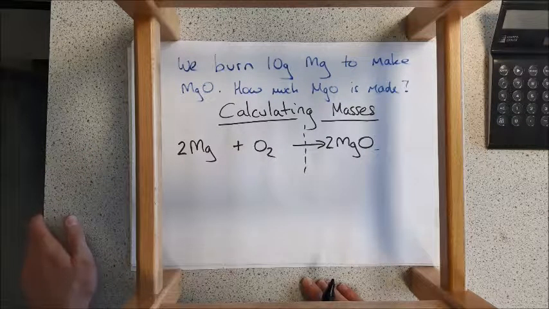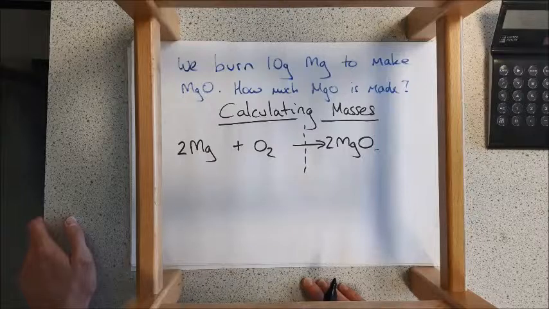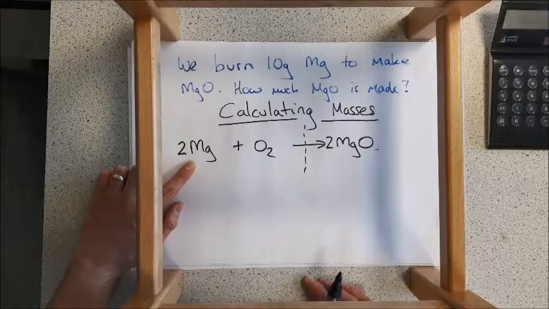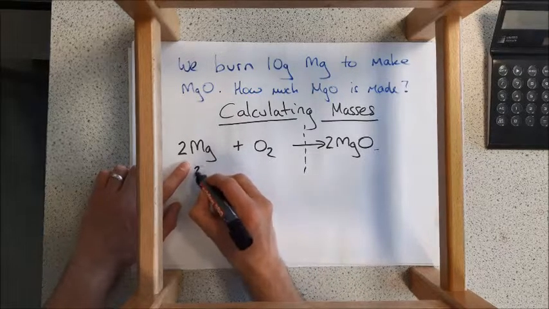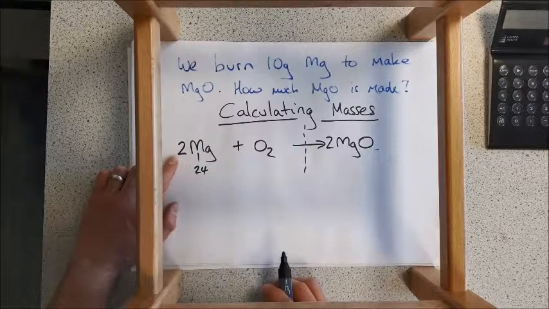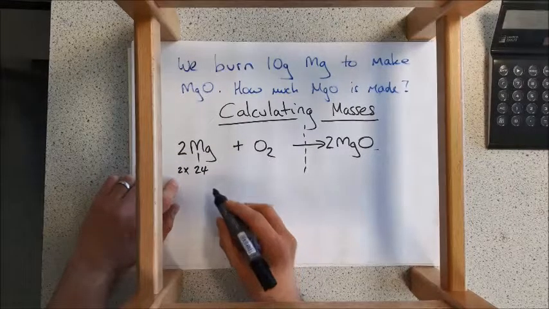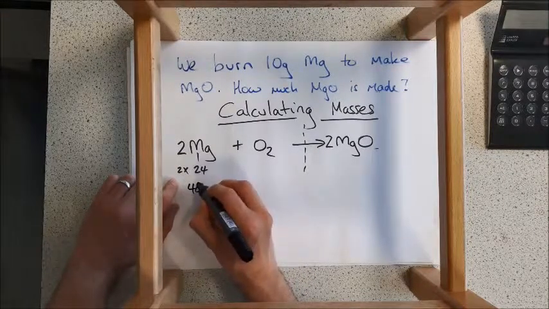Now we need to go back and apply what we learned about relative formula mass. So magnesium has a mass of 24. That comes from the magnesium, but there's 2 lots of it. So it's going to be 2 times 24, which will be 48, if my maths serves me right.